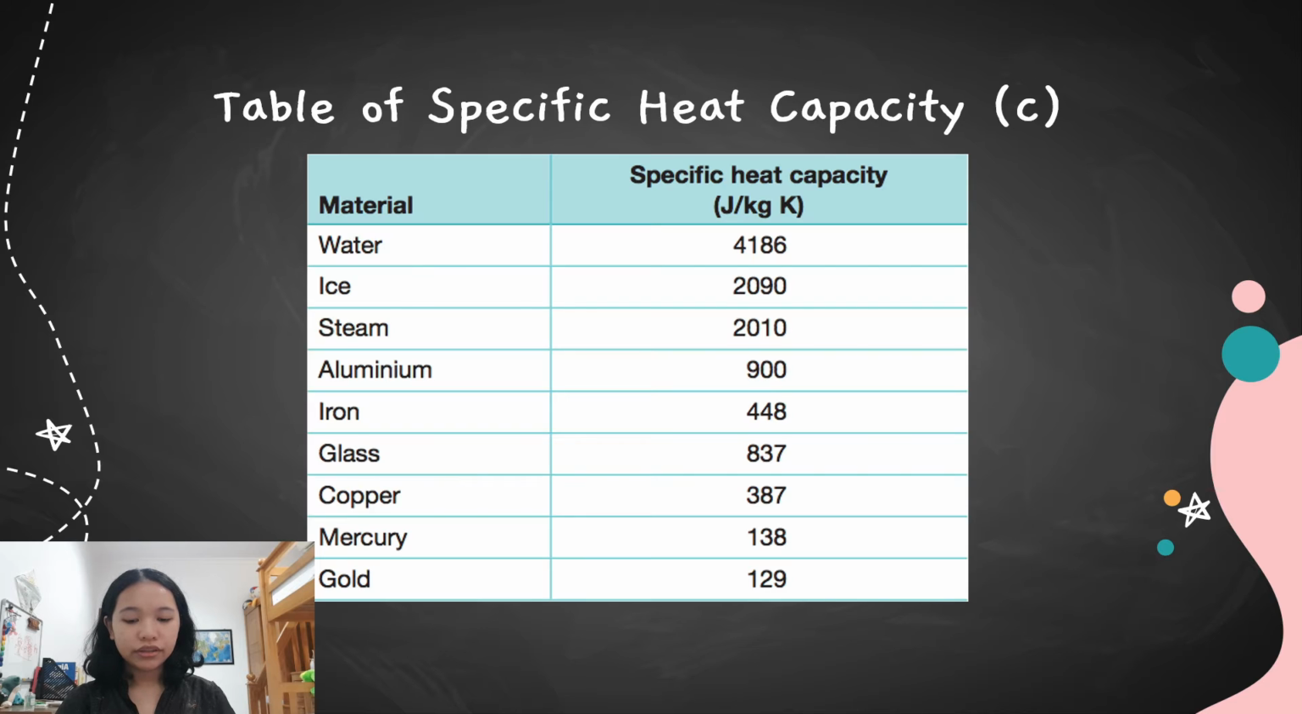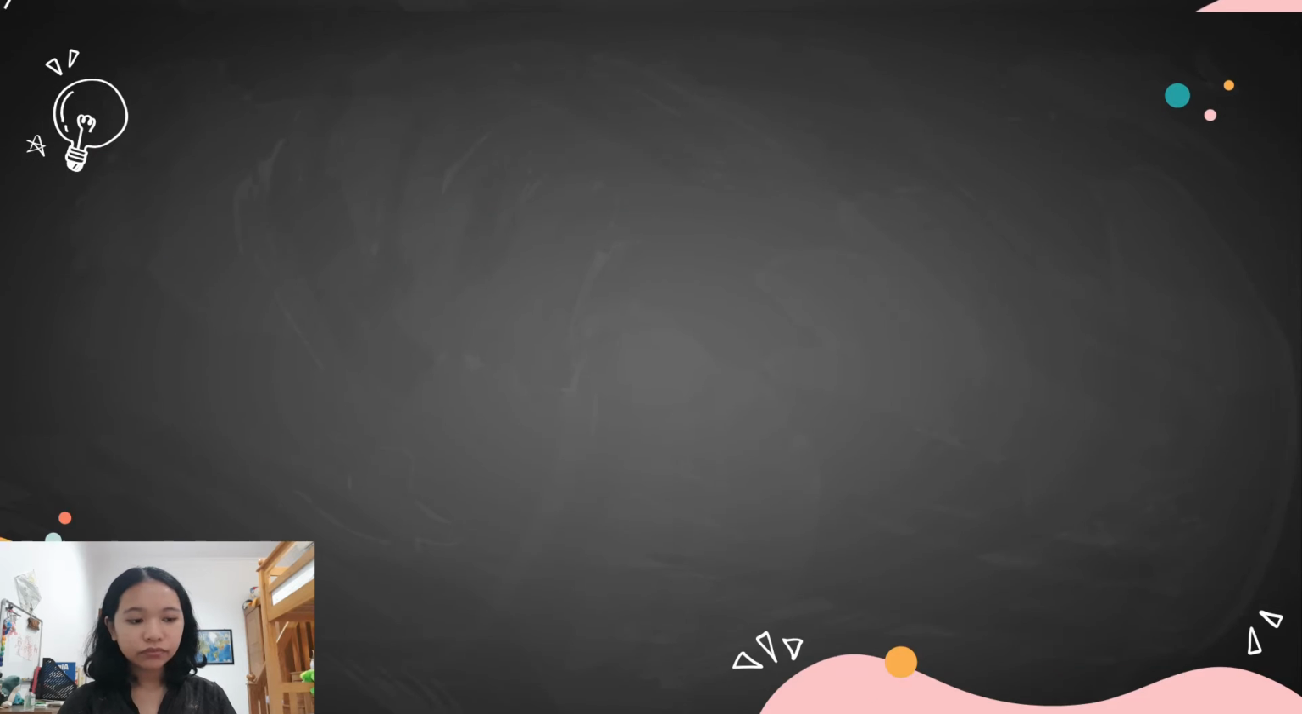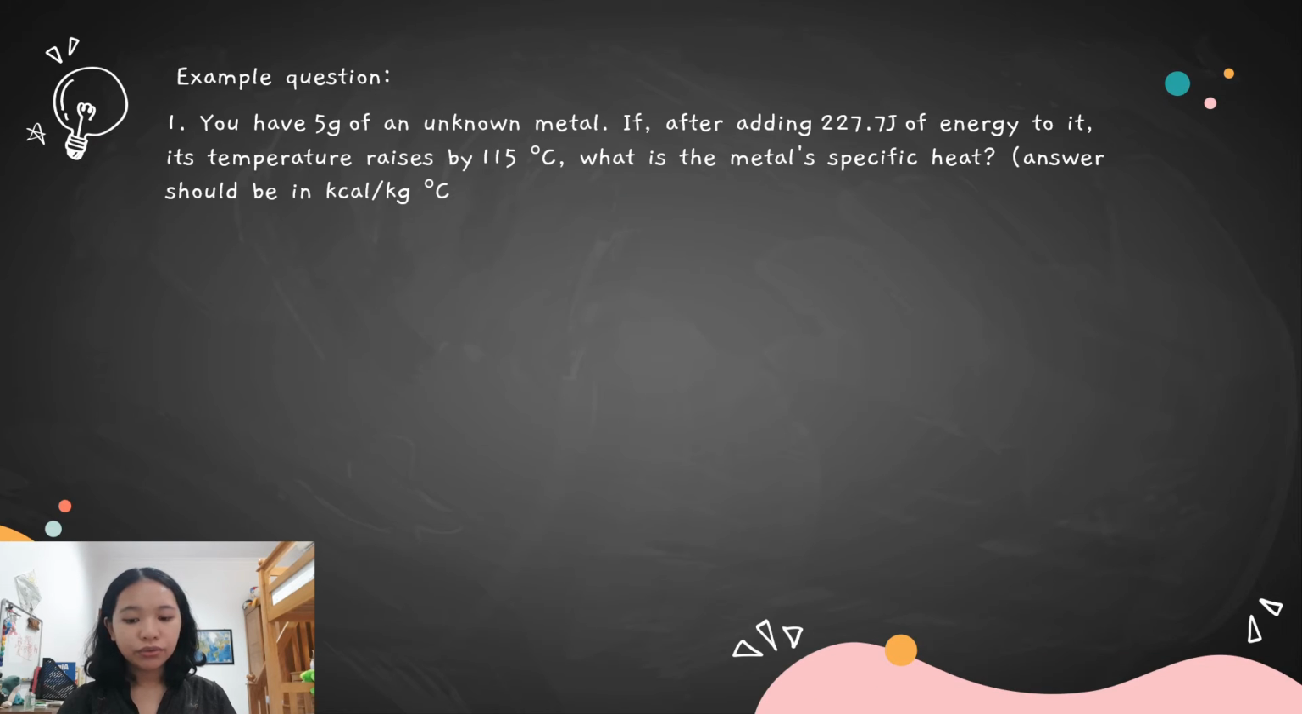Okay, this is a table of specific heat capacity. So like water has a specific heat capacity of 4,186. That means that to raise 1 kilogram of water by 1 Kelvin, water needs to be given 4,186 joules, and it also applies to the rest of the materials in the table. Okay, we're gonna move on to our first example question.